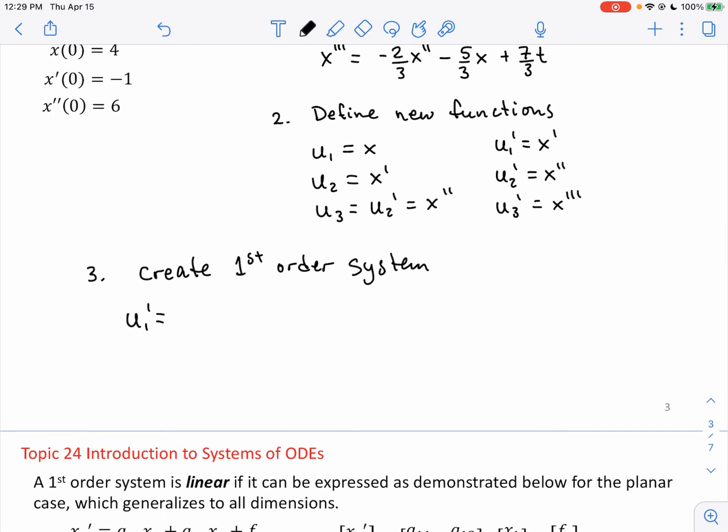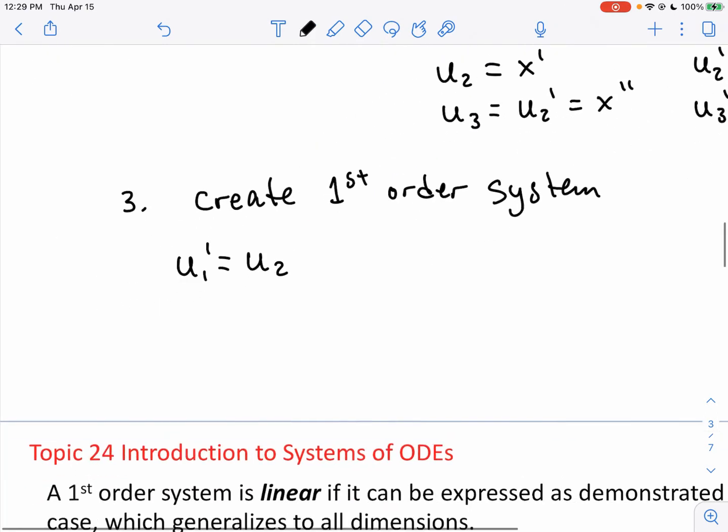So we have u1 prime is equal to x prime, looking at this statement. But x prime is the same thing as u2. And so keep in mind when I'm doing this, I want to create a system that only involves the dependent variables and potentially the independent. Well, the dependent variables now are going to be these 3 u's. So I don't want any x's in my system. I only want u's, so the u1, u2, u3, and potentially t's. So keep that in mind as you're doing this.